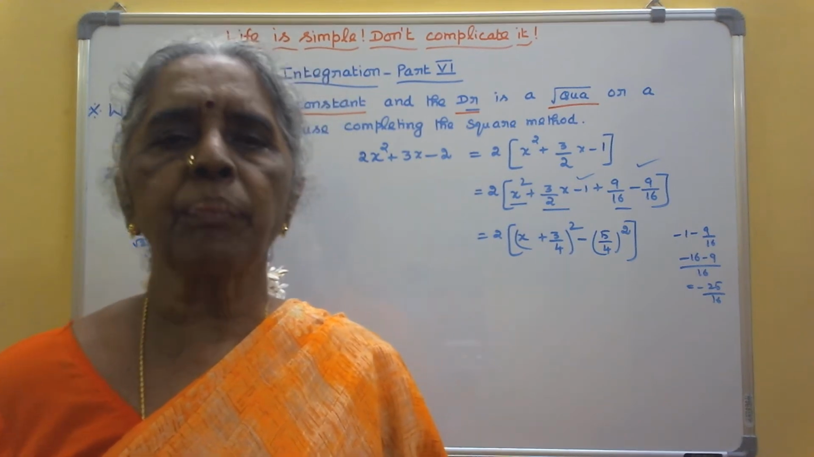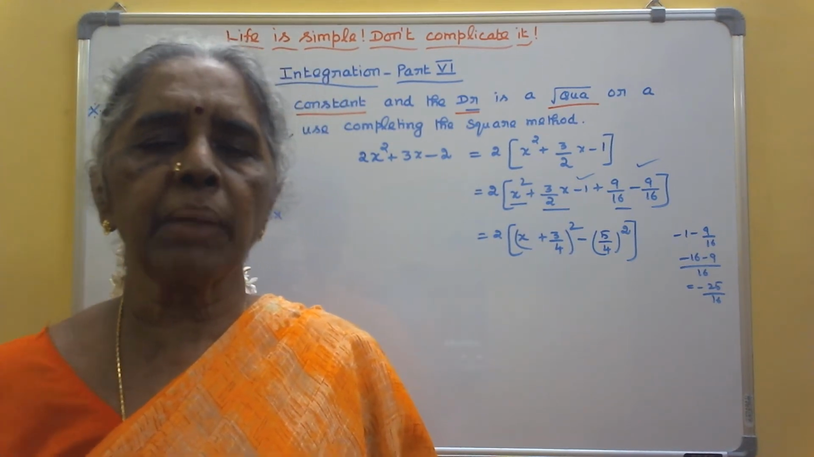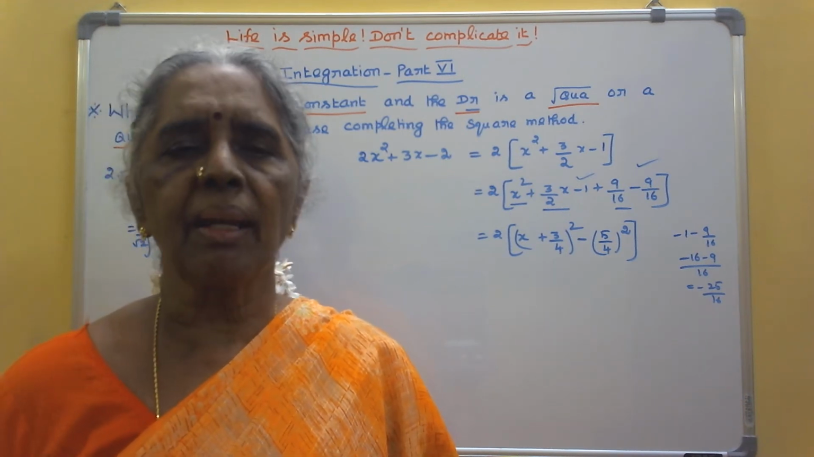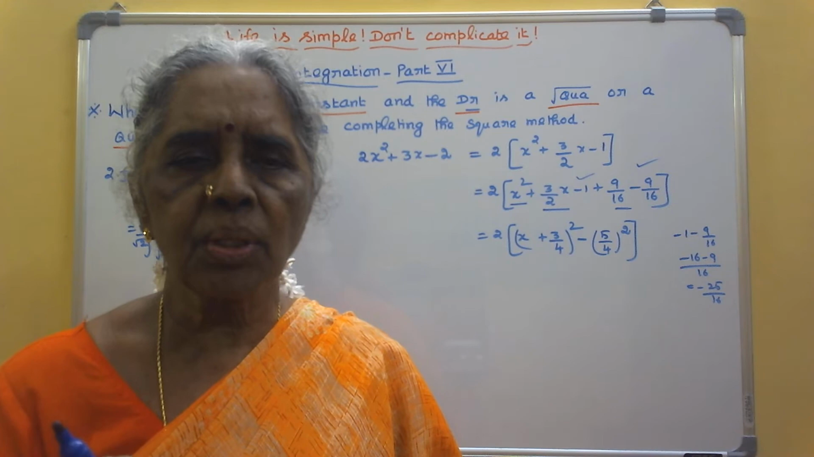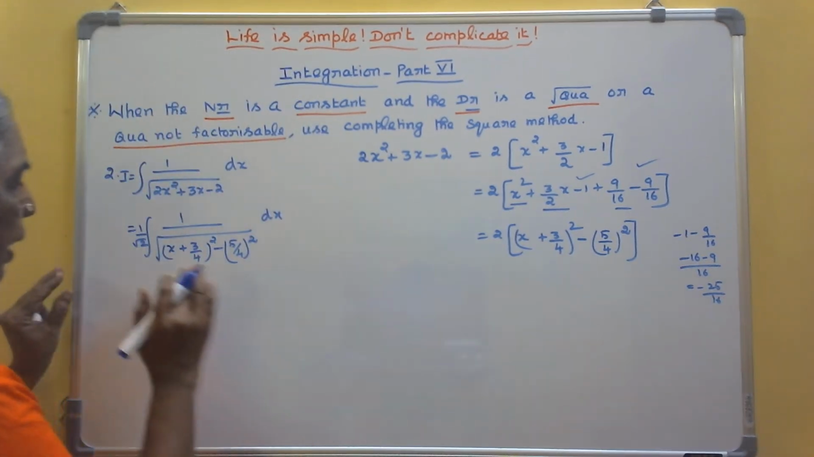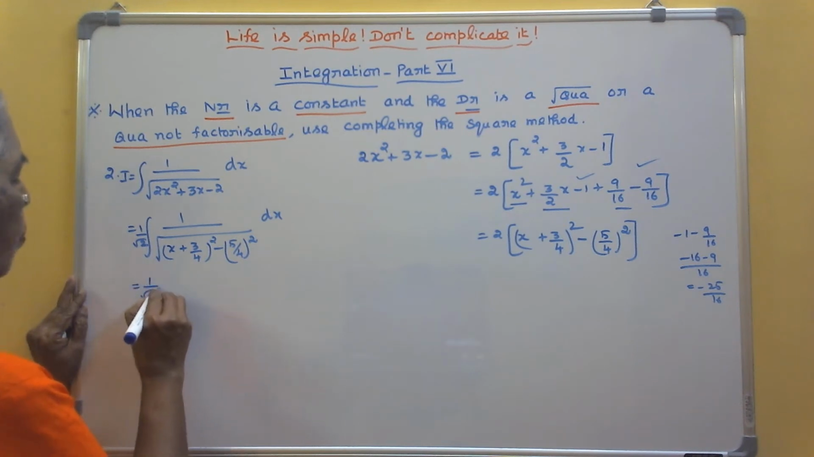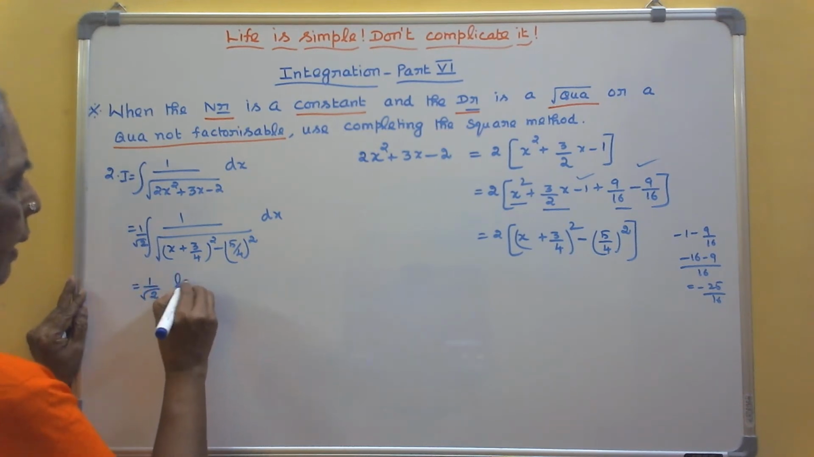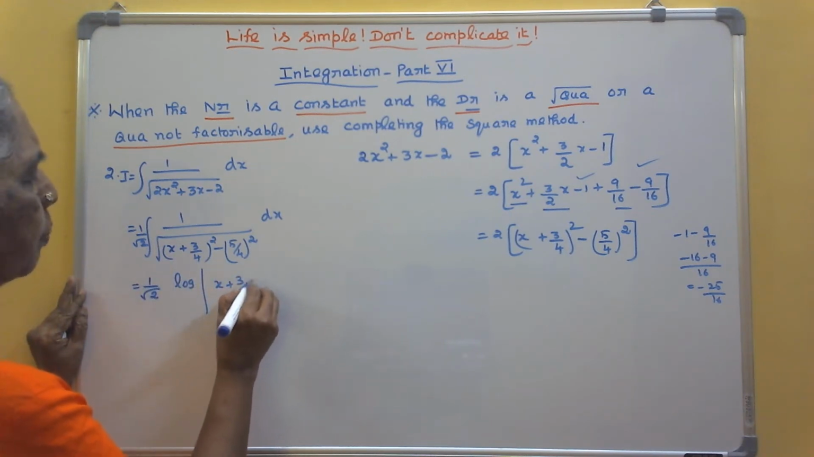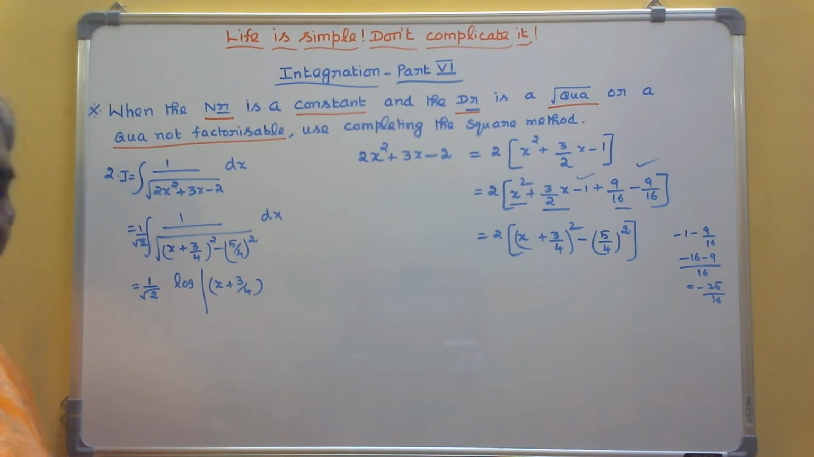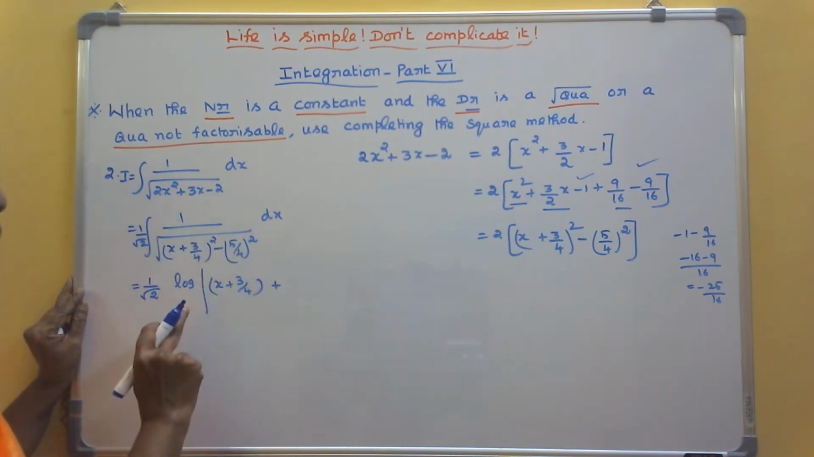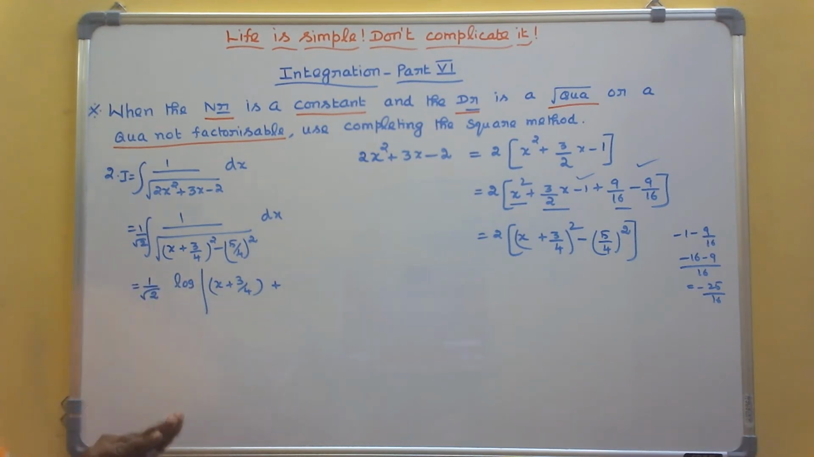What format is this? Integral dx by root of x squared minus a square. For that, you know the formula is log mod x plus root of x squared minus a square plus c. So, using that, you first write this 1 by root 2 as it is. Then log mod. In the place of x, you write x plus 3 by 4, right? Then plus root of this one, no? x squared minus a squared.